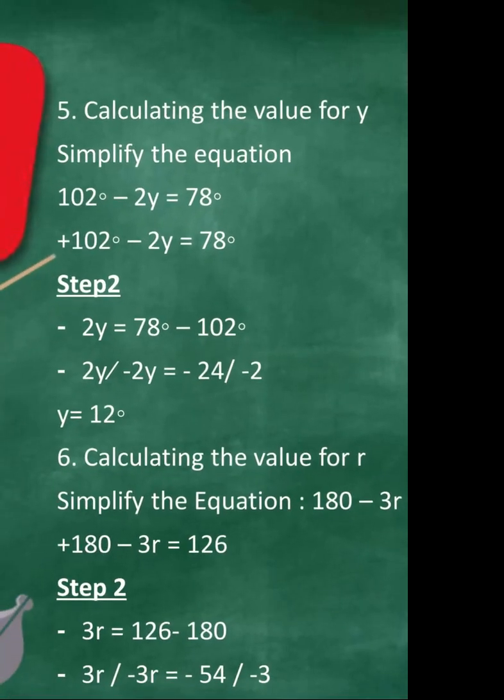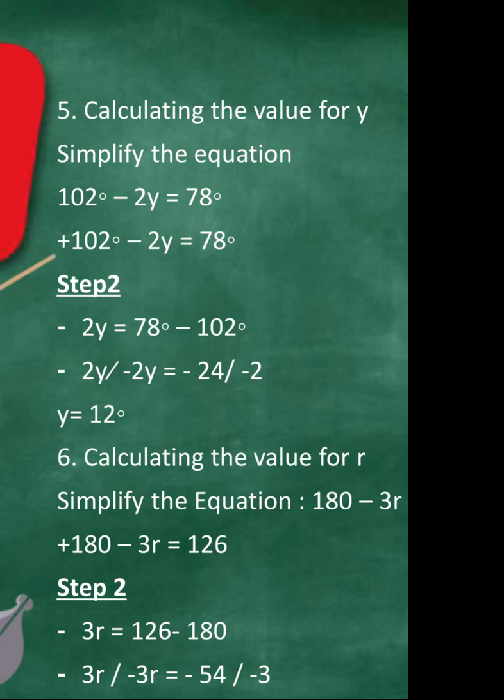So our equation is supposed to be 102 degrees minus 2y equals 78 degrees. Why 78 degrees? Because they are vertically opposite. They are the same. Those lines are straight lines. So the opposite sides are the same.